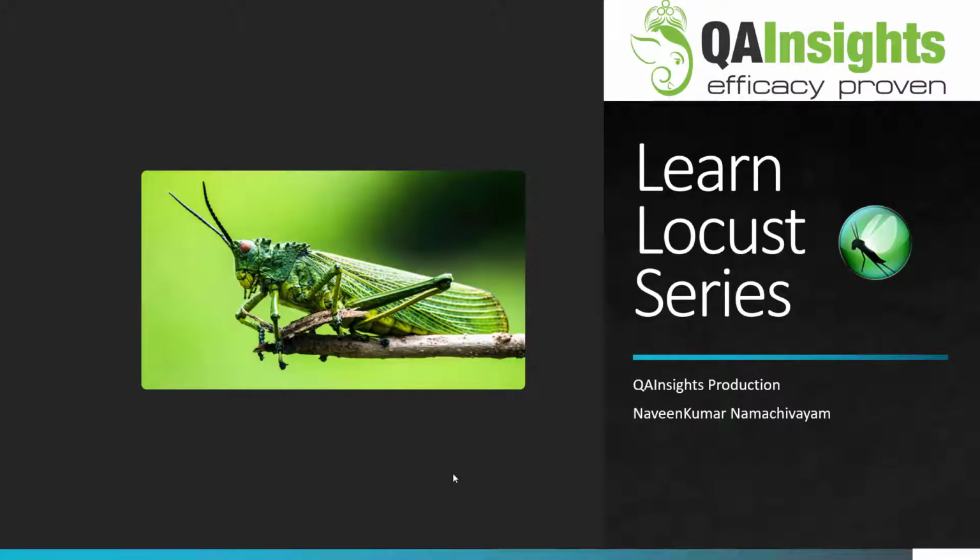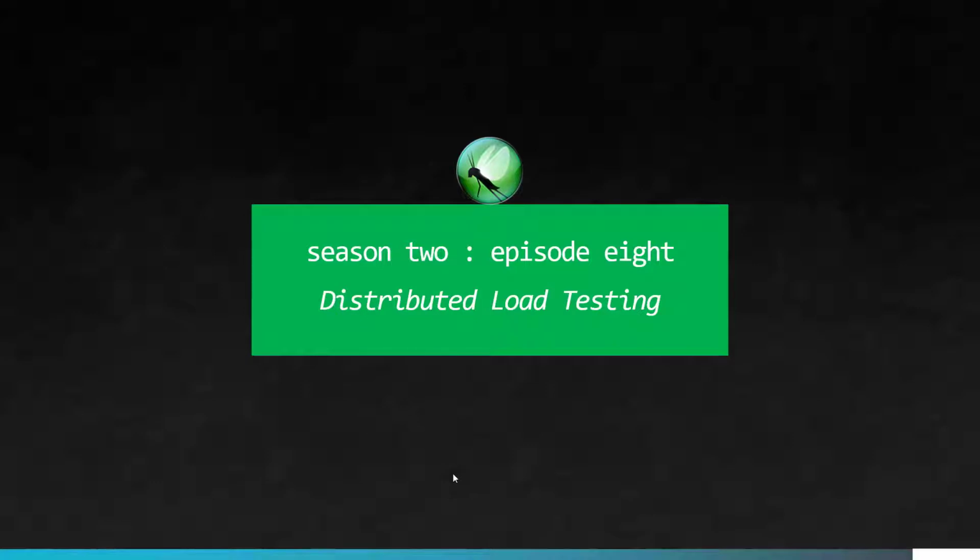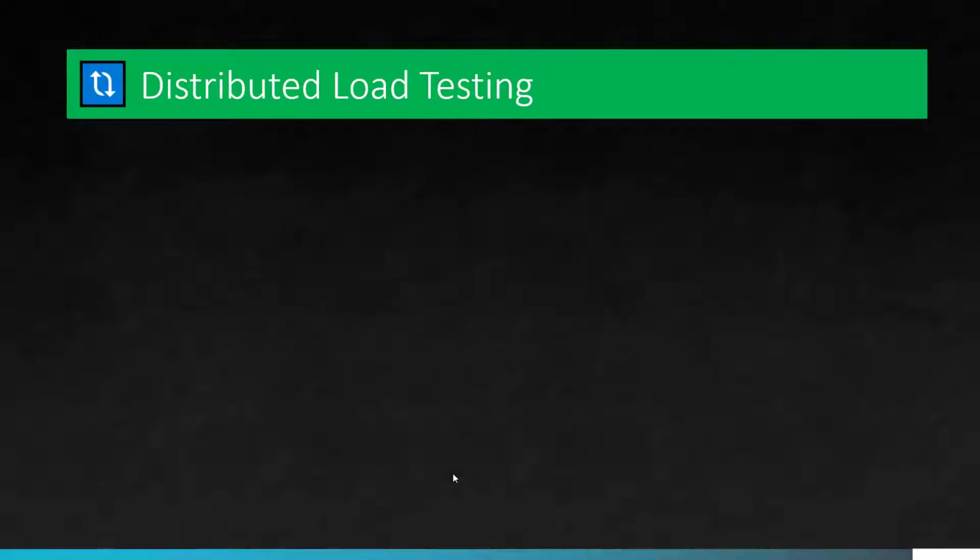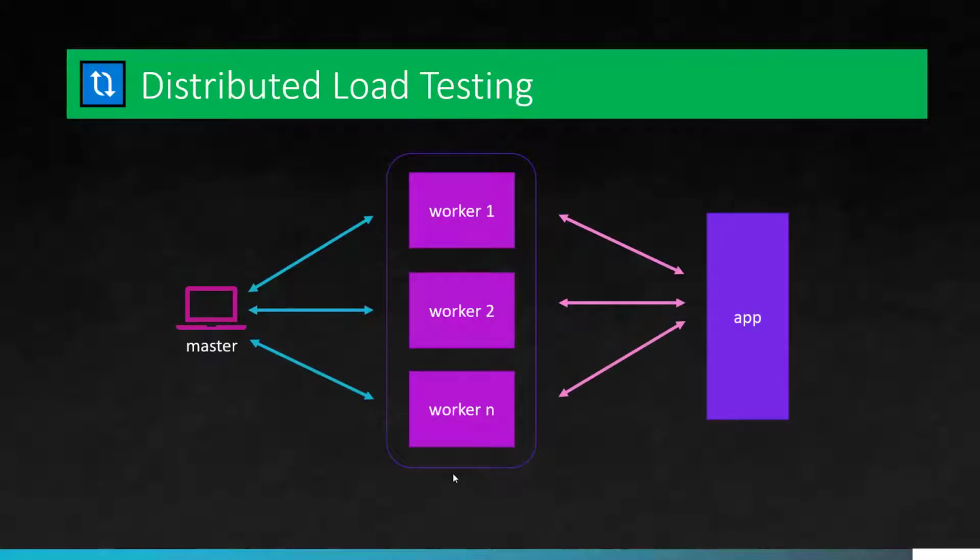Welcome to Learn Locust series. In this season 2, episode 8, we are going to see about distributed load testing in Locust. Whenever you run your test from a single instance, you cannot inject more load because of your limitations in CPU, memory, network, and other parameters.